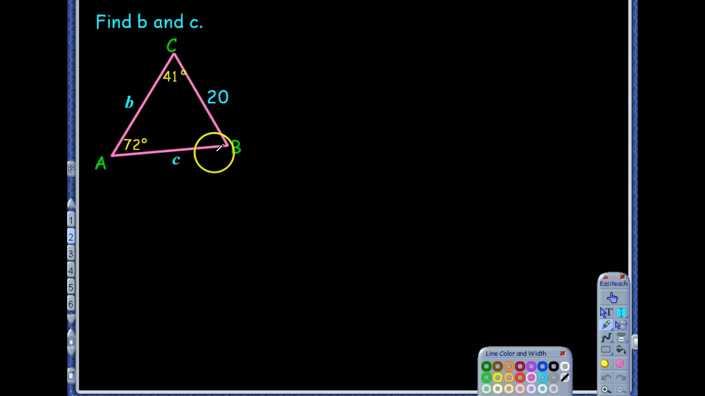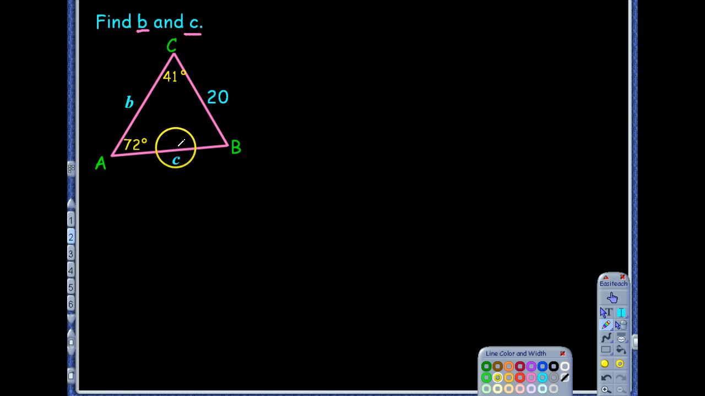Notice that in the picture, they already have the triangle drawn, and they said find B and C. So which one do you want to start finding first? Oh, it doesn't really matter. Let's go with C because I have its opposite angle that I see already marked there. I like that you saw that. So we have this angle here, and it's across from that side C.